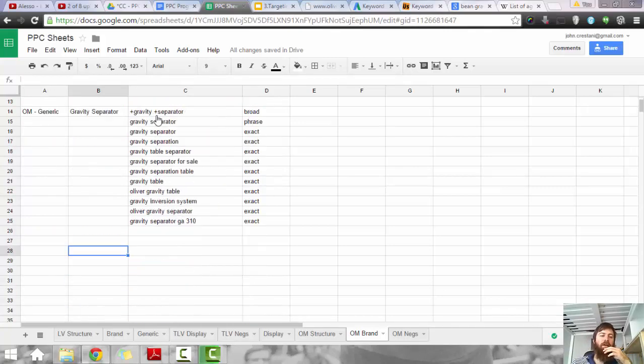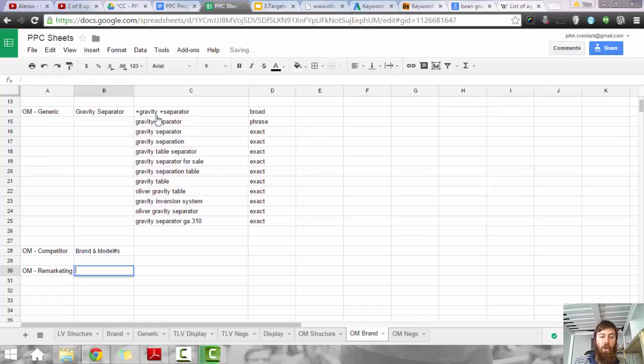Other stuff to note here, the remarketing obviously is going to be very big, so I would do a competitor campaign, and I'd say brand and model numbers. Then I'd also do the remarketing campaign. We'll go over it in a different section, but with a remarketing campaign, basically, you're targeting an audience. Then there will be no display campaign for this.